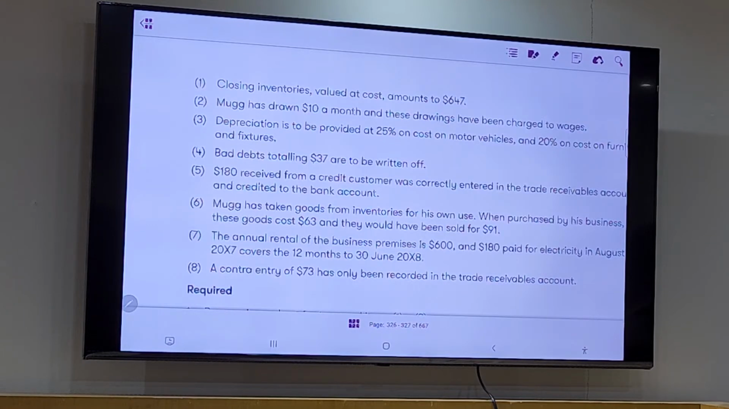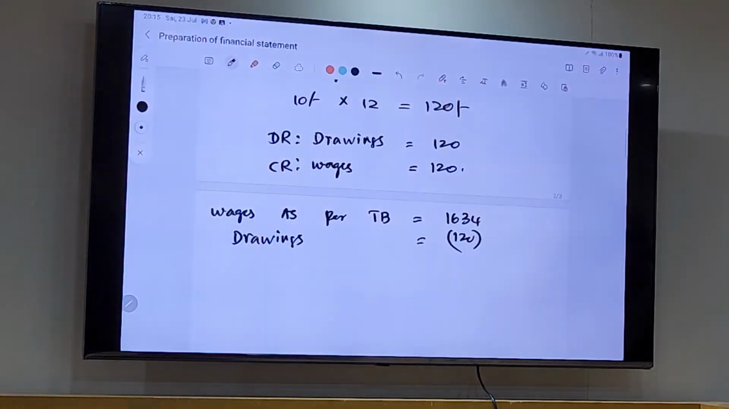Clear? Okay. So now don't close this. Why? Maybe we will have some other adjustments. Leave it like this. Now we have done the double entry also. We'll go to the third one.